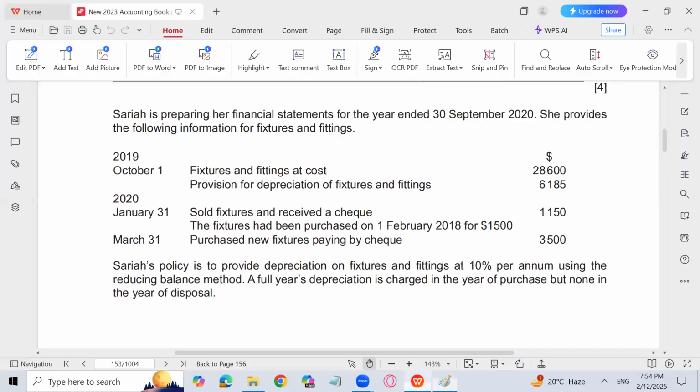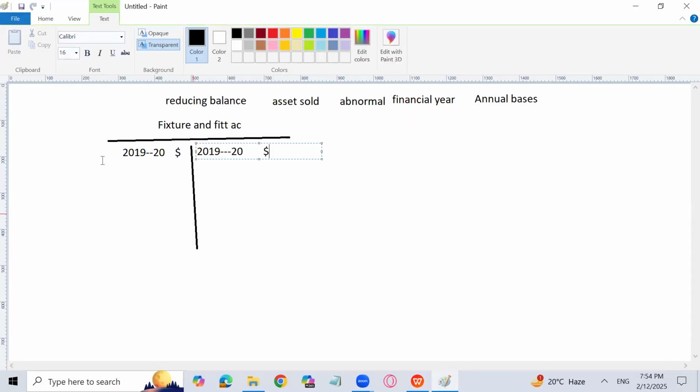Now, we have been given on October 1 fixture and fitting at cost 28,600. So I will write here 1/10/19, the brought down given in the asset account, that is 28,600. The cost of the asset has already been given in the question. There is already a balance in the asset account.